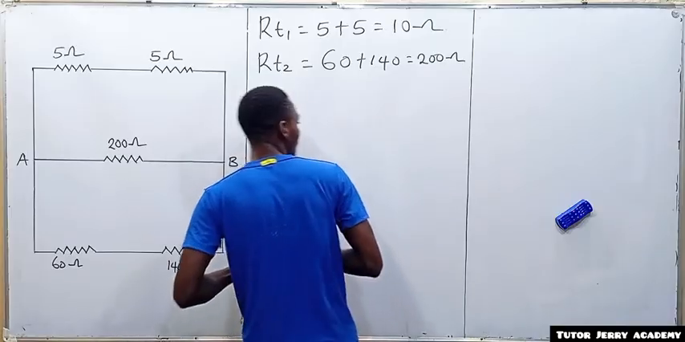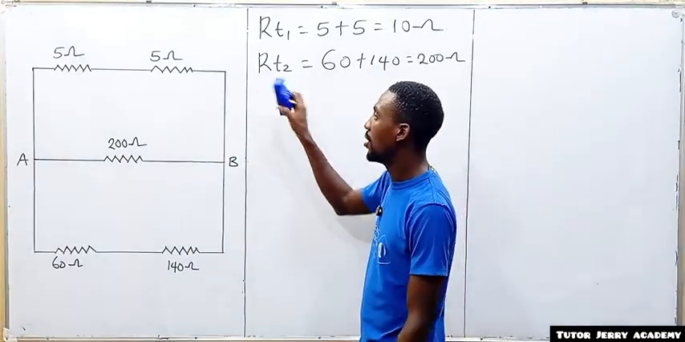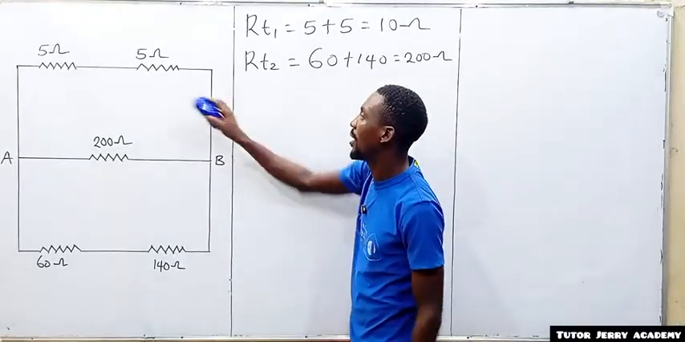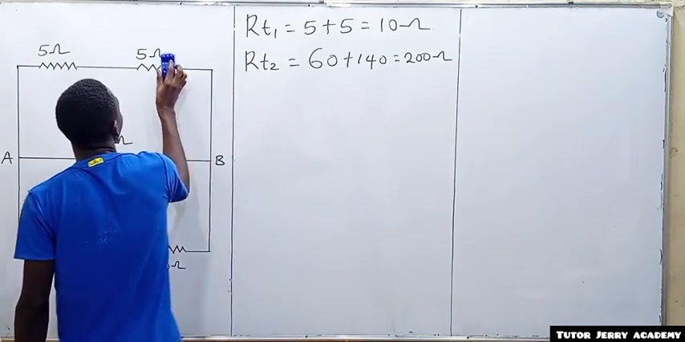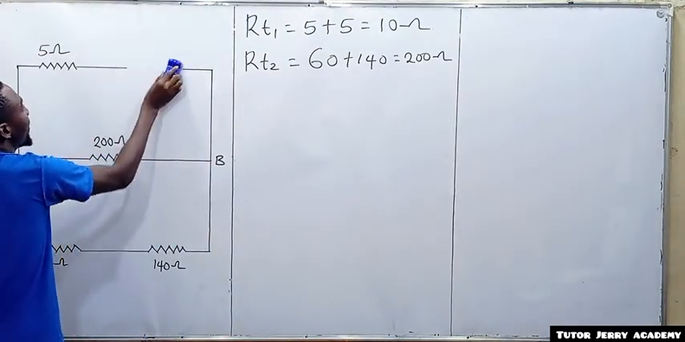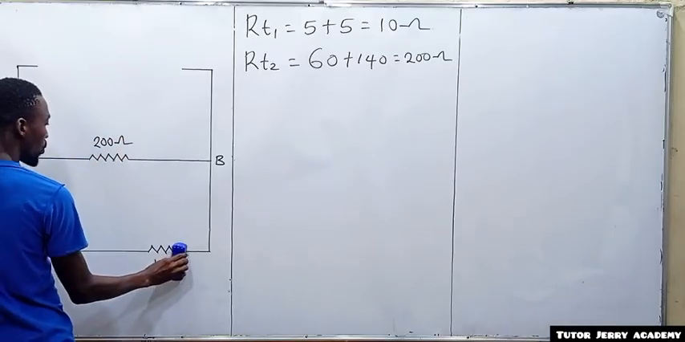Alright, so now you can replace the combination of this. We are going to replace these two with 10 ohms. So let's just replace this with 10 ohms. And then we are going to replace this with 200 ohms.